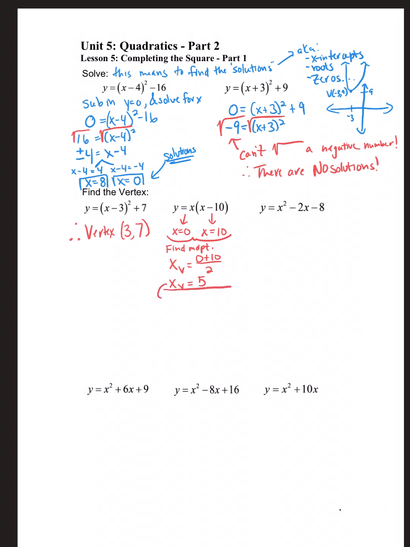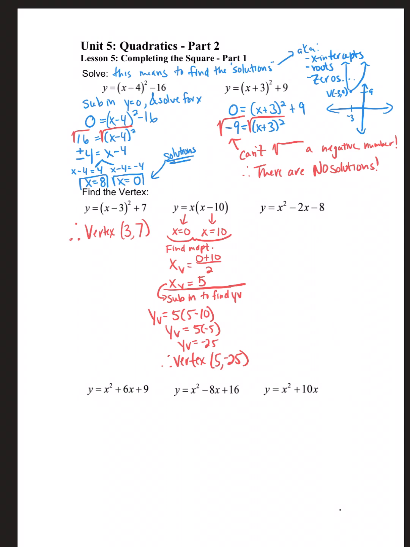Okay, once we have the x value of our vertex, we'll sub in to find the y value of our vertex. So the y value of our vertex is going to be 5 times 5 minus 10. So the y value of our vertex is going to be 5 times -5, which is -25. So now that we found the x and the y value of our vertex, we could say that our vertex is at 5, -25.